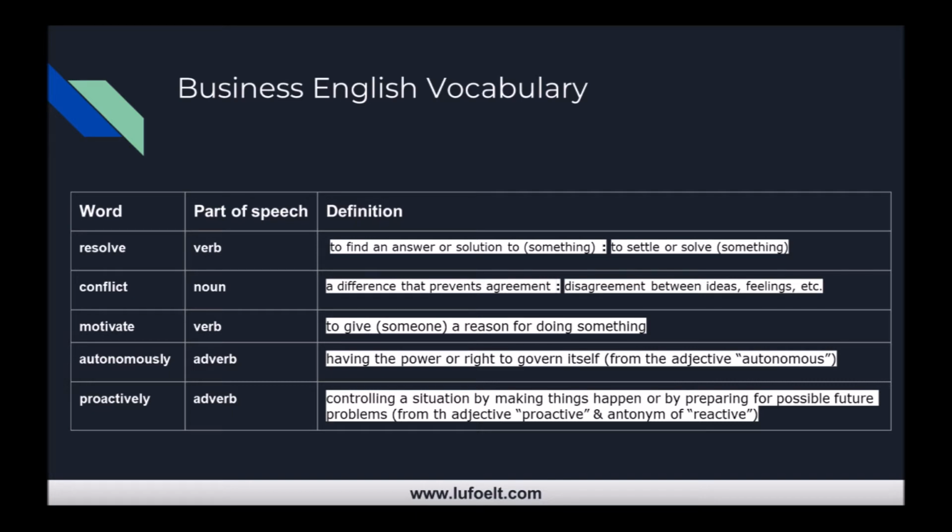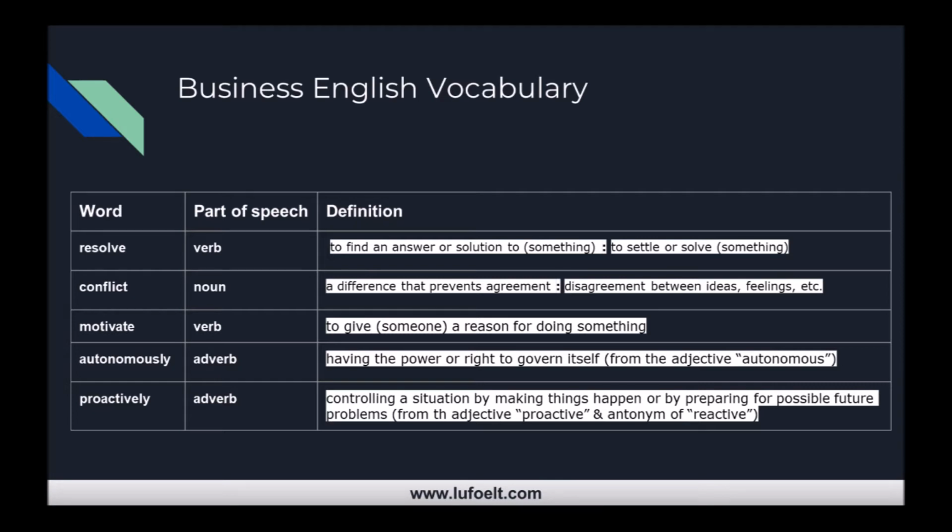Autonomously. The next word is autonomously. And what that means is having the power or right to govern one's self. So basically, the ability to act on your own. So usually when you want to make a big decision, you have to maybe ask your boss about it. And in that case, you're not acting autonomously. When you make smaller decisions, you do not have to ask your boss about it. And in that case, you are acting autonomously.